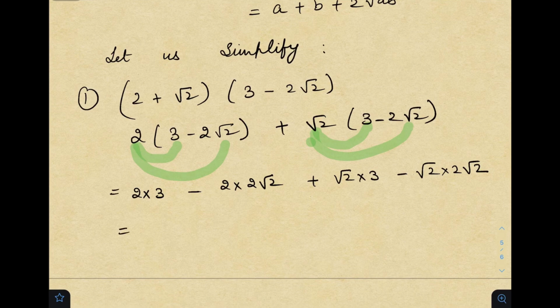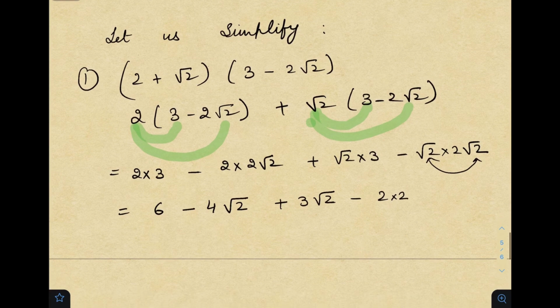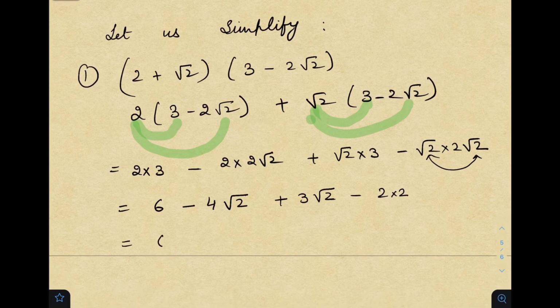2 into 3 gives us 6, minus 2 into 2 gives us 4 root 2, plus 3 root 2, minus 2 into root 2 gives 2, so we get 2 into 2. Whenever we are multiplying a number and an irrational number, the number will come first, the rational number part. So we get 6 minus 4 root 2 plus 3 root 2 minus 4.